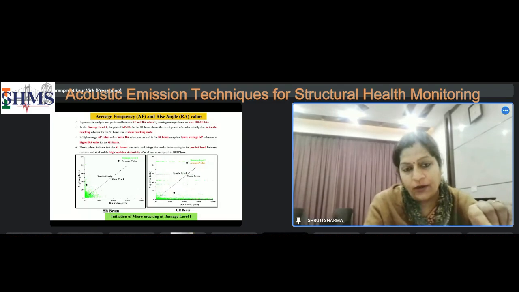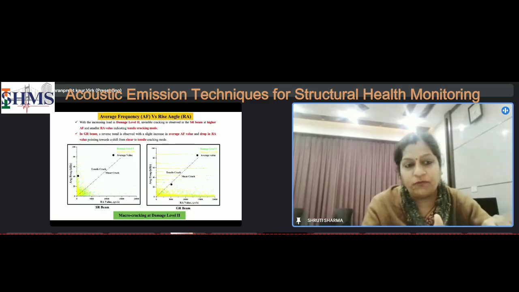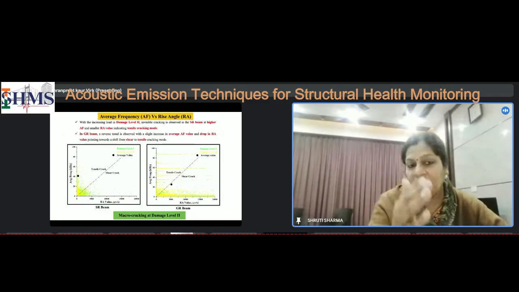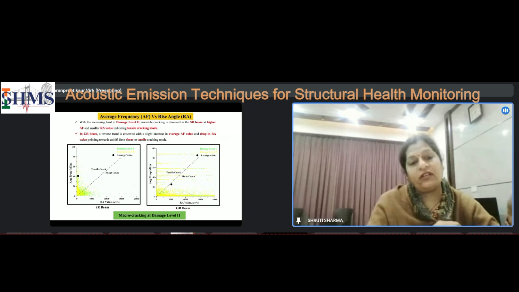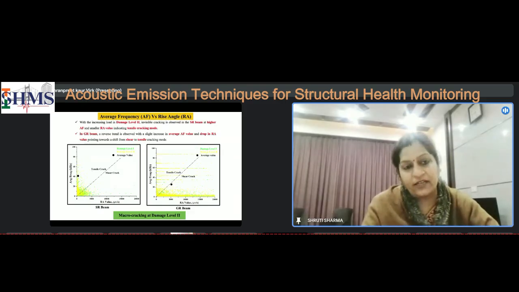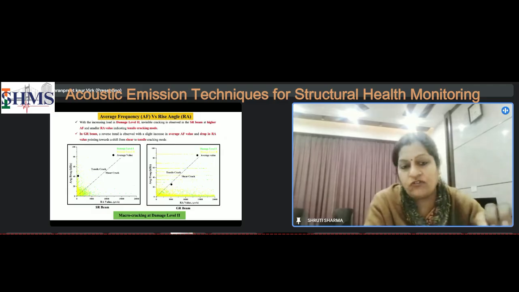Next slide. If you increase the load, again the average frequency has risen for the steel reinforced beam. It is still failing in tension, but for the failure of the GFRP reinforced beam, now this is an AE value. This is a parameter from acoustic emission, average frequency versus rise angle. So this parameter could indicate that initially the steel reinforced beam failed in tension, and the GFRP reinforced beam failed in shear. Whereas as we increase the level of loading, the shift is taking place. Again, it is tensile in steel reinforced, and in the GFRP beam, the mode of cracking is changing from shear to tension. So the dot is shifting.